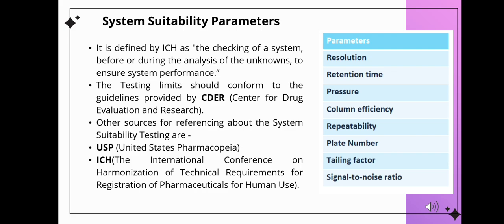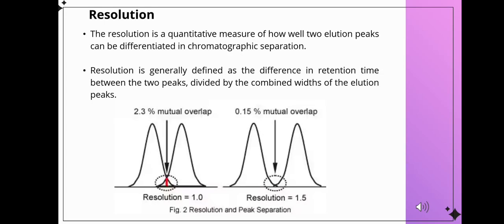So the different suitability parameters include the resolution, retention time, pressure, column efficiency, repeatability, plate tailing factor, and signal to noise ratio. So the first parameter is the resolution.